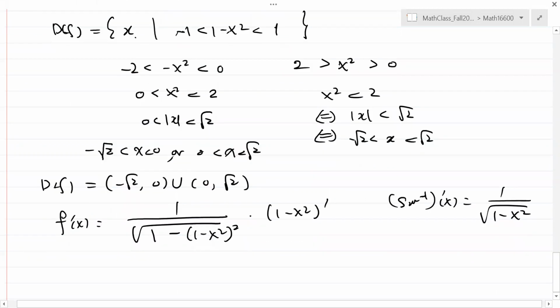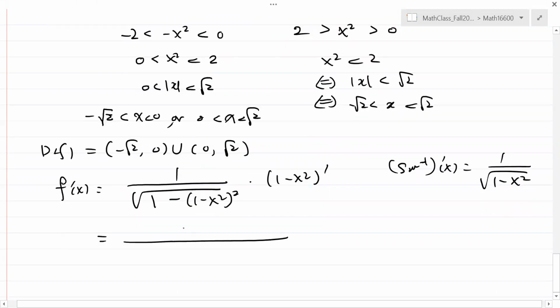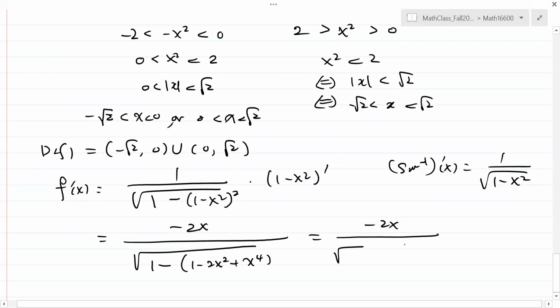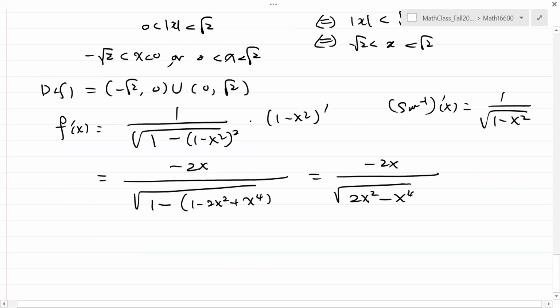All right, so let's simplify a little bit. It's going to be negative 2x, that's the numerator. Denominator, I think it's 1 minus 1 minus 2x squared plus x to the fourth power. So further simplification, the 1 will be canceled out, 2x squared minus x to the fourth power. Now, can you simplify a little bit? It's possible. I can take x squared out, so that'll be square root of x squared times 2 minus x squared, with negative 2x.